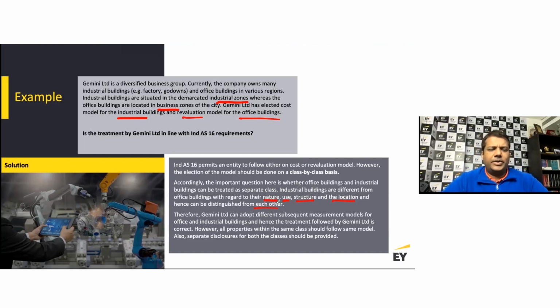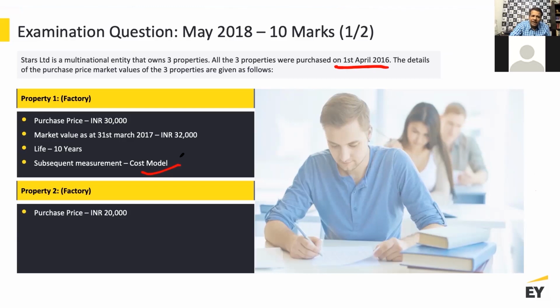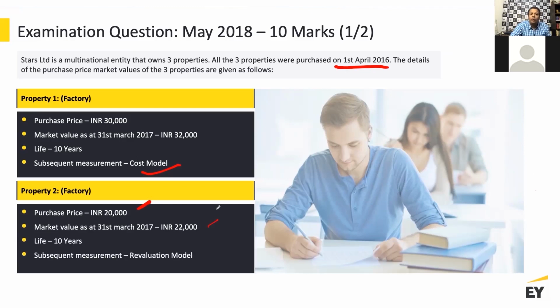All right. Now the property 2 is another factory building. The purchase price is 20,000. The market value is 22,000. Again, there is an increase in the value. Life is 10 years. I want to follow a revaluation model.